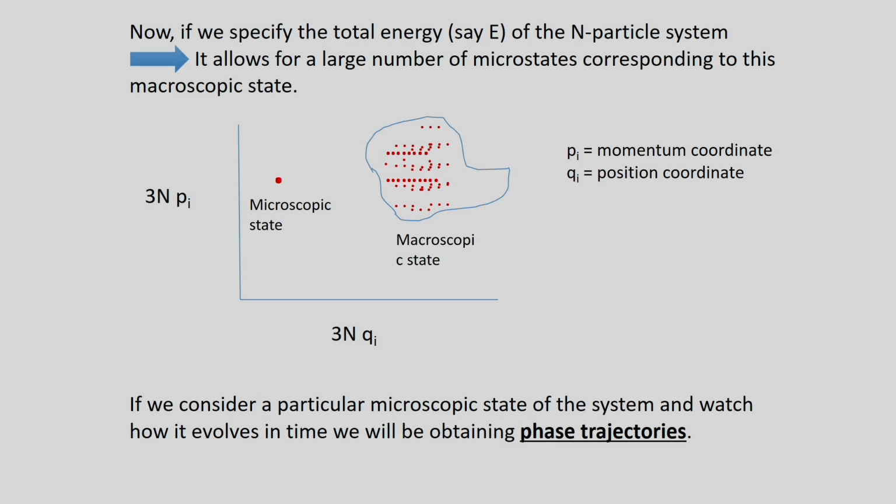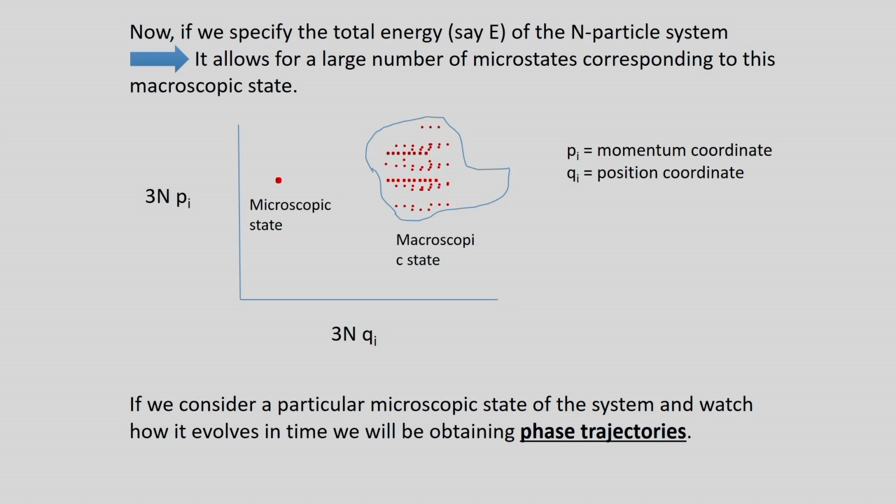Now, suppose we specify the total energy E of the N particle system. It allows for a large number of microstates corresponding to this macrostate. As we see, we have a 6N-dimensional space here. Here we plotted the 3N momentum coordinates versus the 3N position coordinates, and a microscopic state is only a point in that phase space. On the other hand, the macroscopic state is a volume in the phase space.